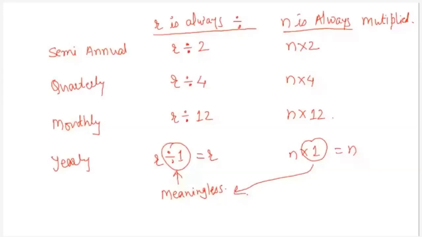समझा क्या दोस्तों? सेमी एनुअल में 2. सेमेस्टर एग्जाम होती है, मतलब साल में 2 बार होगी. ओके, क्वार्टरली 4, मंथली 12. आर इज ऑलवेज डिवाइडेड. आर को कभी मल्टीप्लाई करेंगे क्या? कभी नहीं. R is always divided, and N always multiplied. क्लियर? वेरी क्लियर.